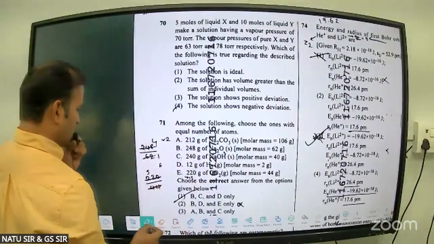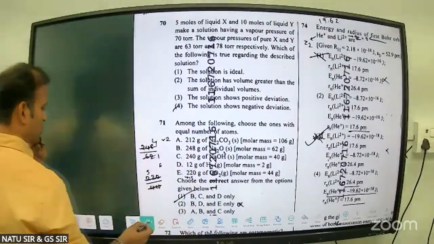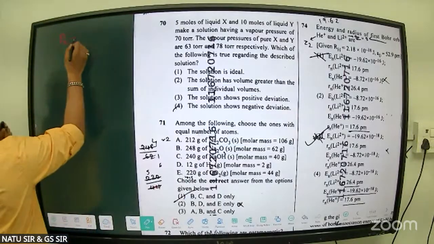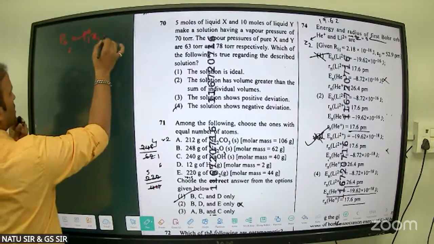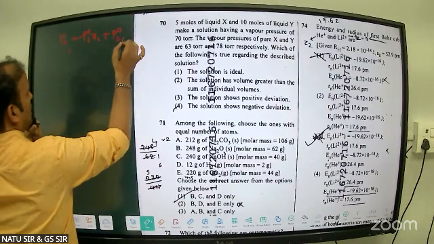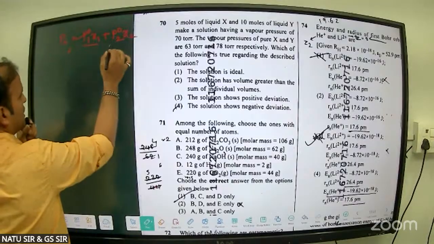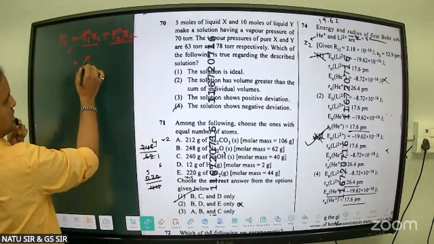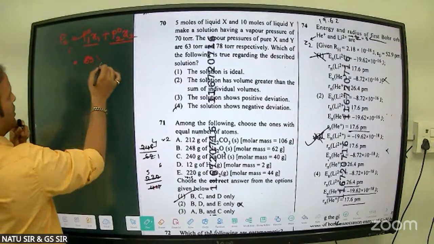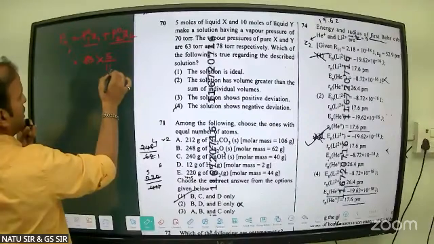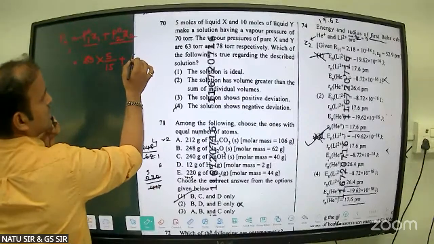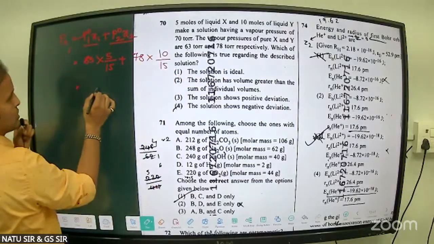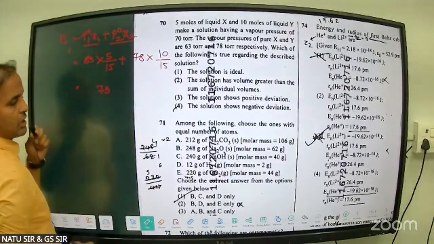So for that, what will we do? We will first find out the theoretical vapor pressure. For the theoretical vapor pressure, the formula used will be Ps is equal to P naught 1 x1 plus P naught 2 x2. And here it is X and Y, so this is X's data, this is Y's data. So this is going to be 63 into 5 upon 50 plus 78 into 10 upon 50. And when you solve this, you will get the answer 73.